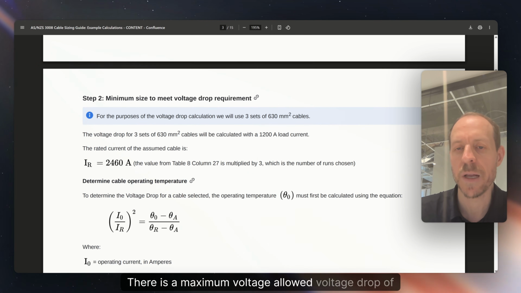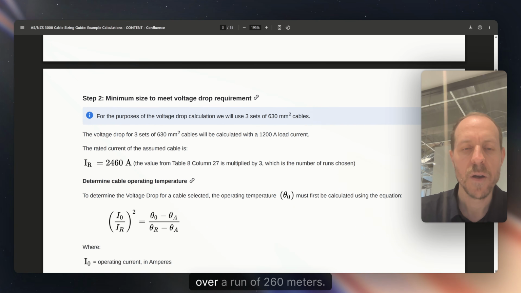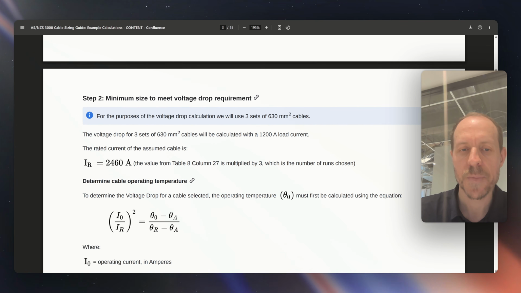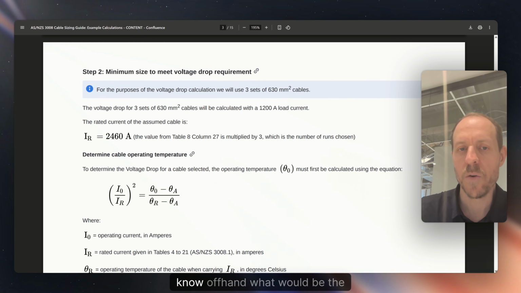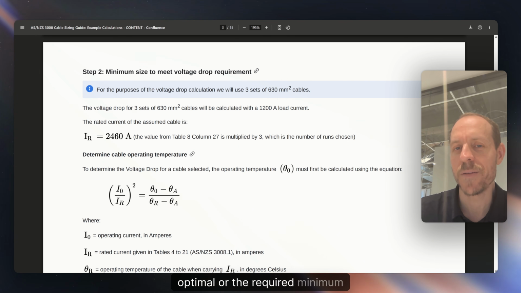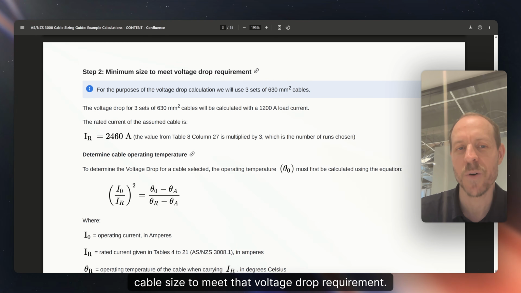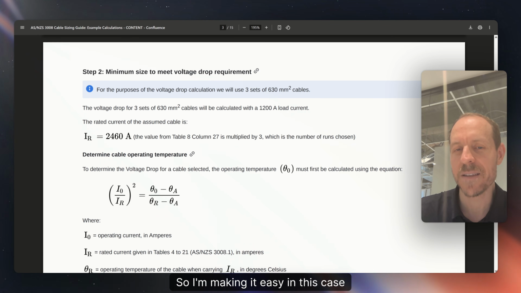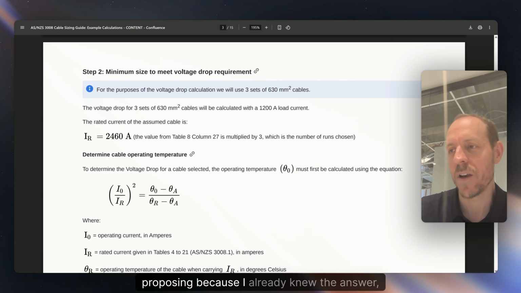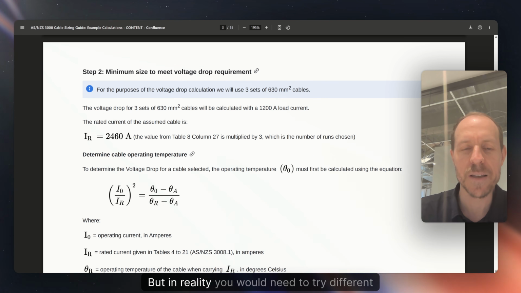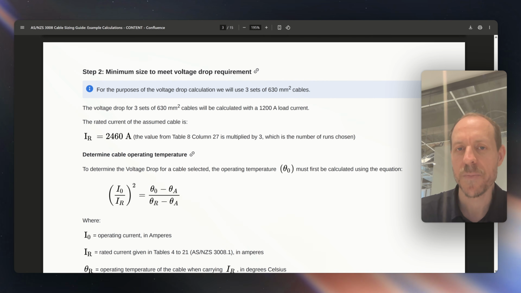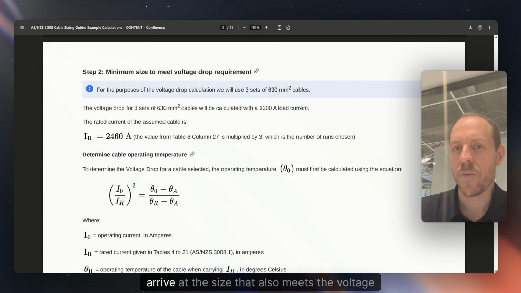There is a maximum allowed voltage drop of 3.2% over a run of 260 meters. It's a little bit difficult to know offhand what would be the optimal or the required minimum cable size to meet that voltage drop requirement. So I'm making it easy in this case and proposing, because I already knew the answer, 3 sets of 630 square mil.